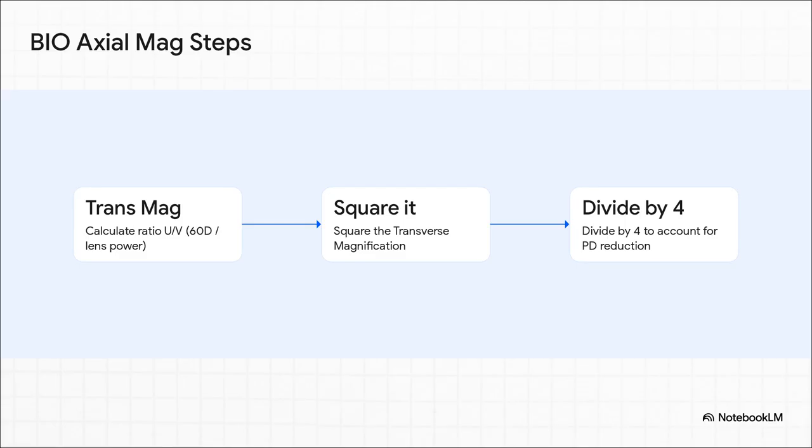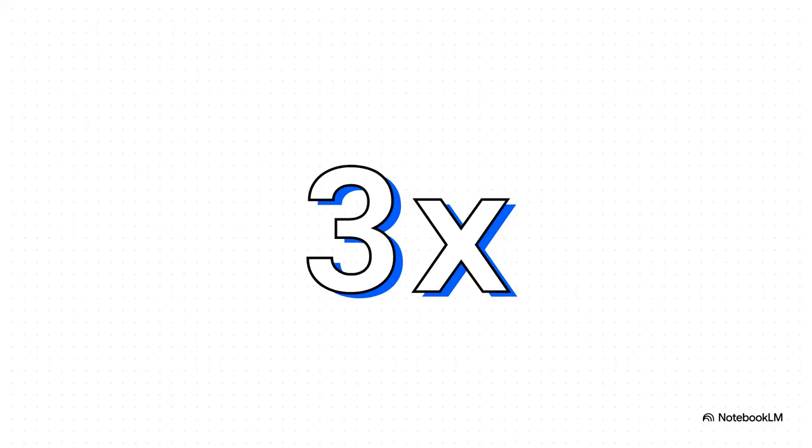And step 3, listen, this is the step literally everyone forgets. You must adjust for the interpupillary distance reduction by dividing by 4. Okay, let's walk through the math together. First, we use the 60-diopter standard for the patient's eye. We divide that by the power of our condensing lens, which here is 20 diopters. 60 divided by 20 gives us a transverse magnification of 3x.